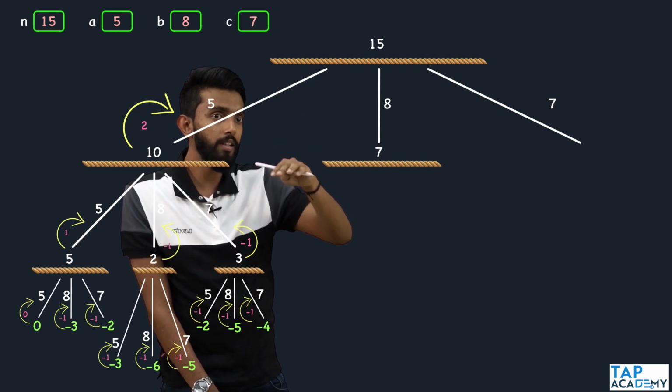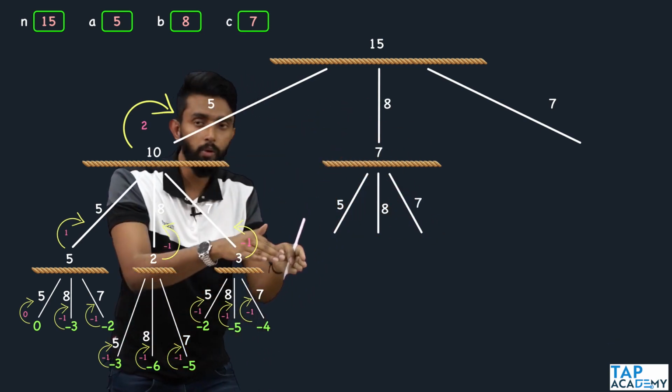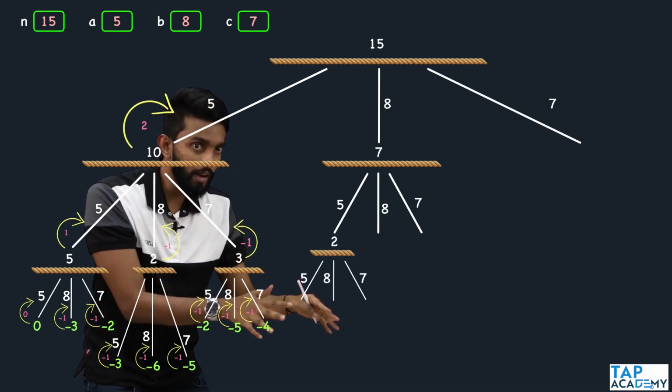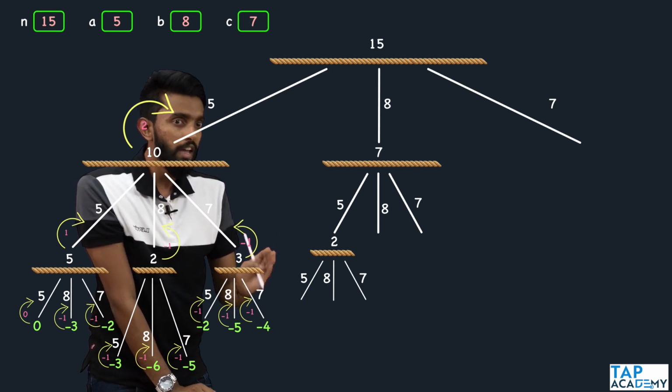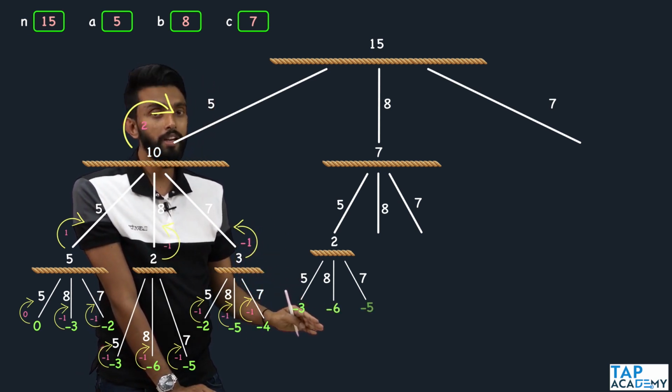15 minus 8 is length 7 rope. You will get 3 options: 5, 8 and 7. Let's start with 5. So 7 minus 5 is length 2. Again it's not 0, so again 3 options: 5, 8 and 7. If I try with 5, I'll get minus 3. If I try with 8, I'll get minus 6. If I try with 7, I'll get minus 5.